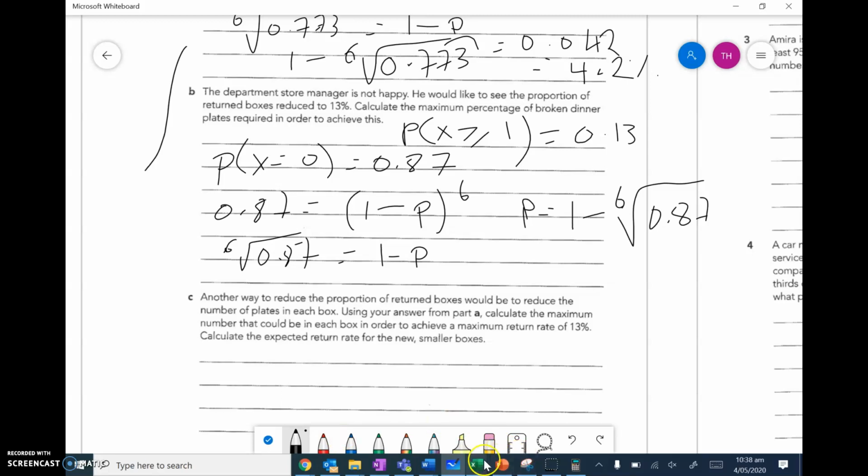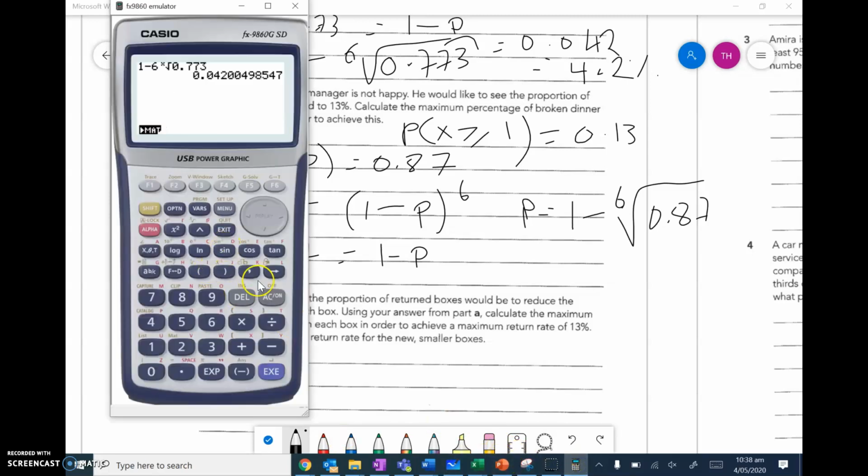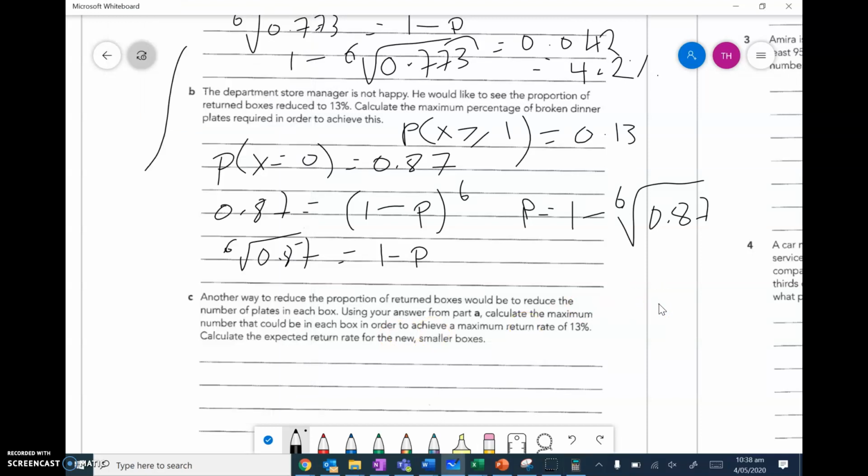So put that in my calculator. 1 minus 6th root of 0.87. So that equals 0.23. So the maximum percentage of broken tin plates required to achieve this is 2.3%, because he asked for percentage.